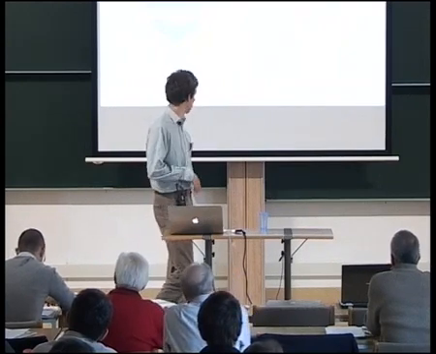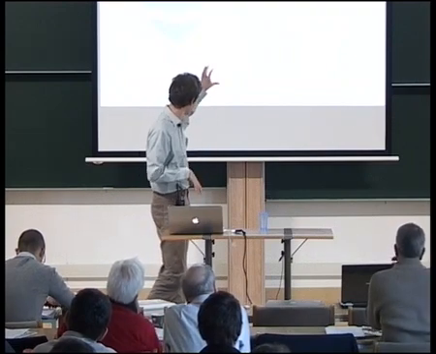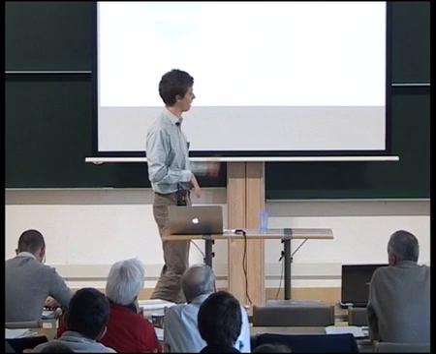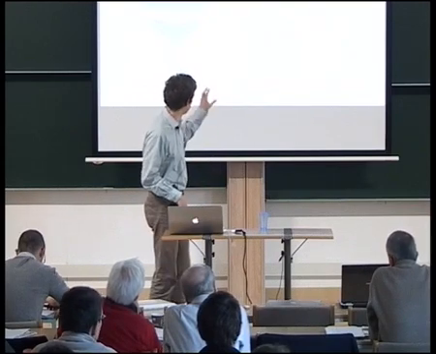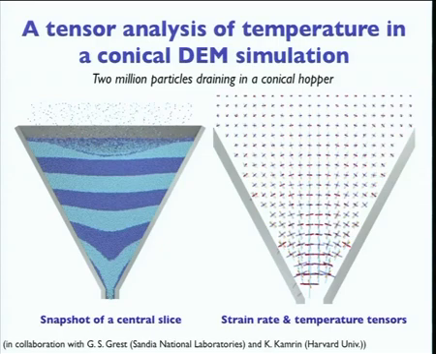Now we can actually see a reasonable agreement between the strain rate tensor and the temperature tensor. One thing that's maybe not totally clear from this is that you often see that the temperature tensor is skewed towards the vertical direction, which I think is some signature of gravity. Basically, the particles can only fall in that direction.